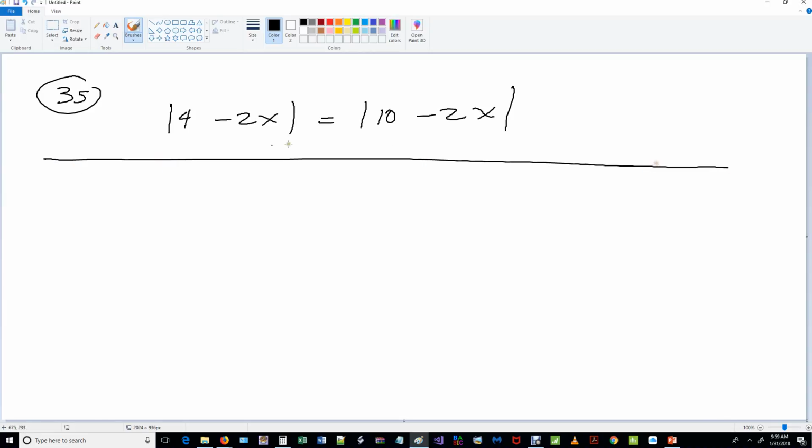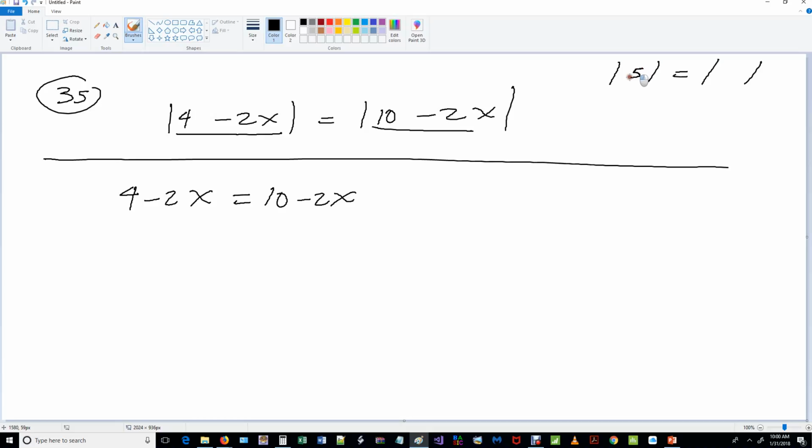Whenever you get the absolute value of something equal to the absolute value of something else, this is the way we do it. The thing inside here, 4 minus 2x, could be exactly the same as this thing inside, 10 minus 2x. It could happen, for example, if the numbers inside are 5 and 5. And of course that will be the same, right? So we have to solve this equation.